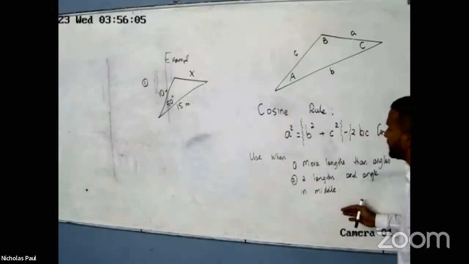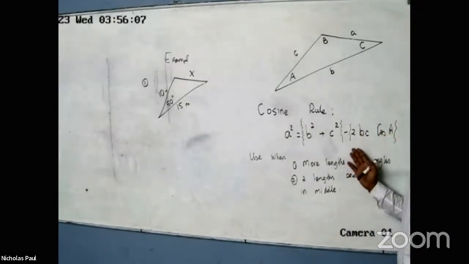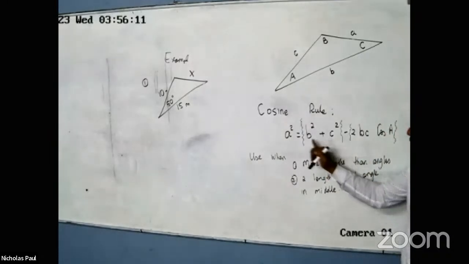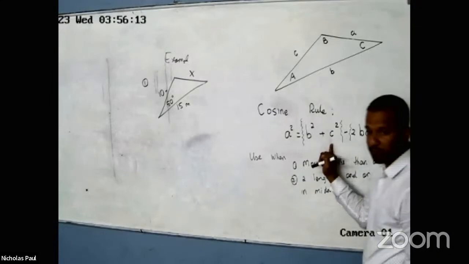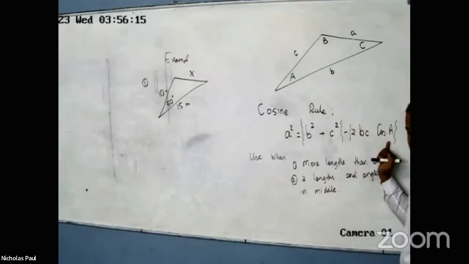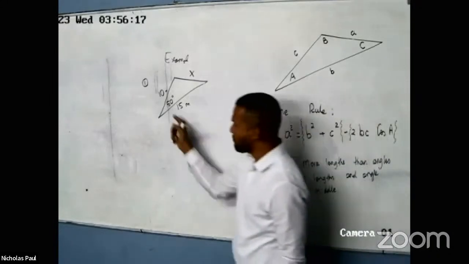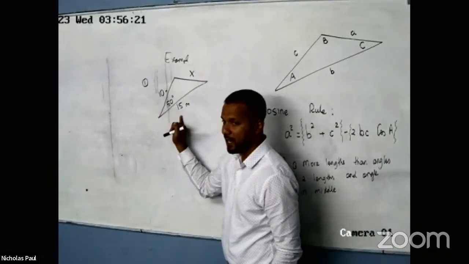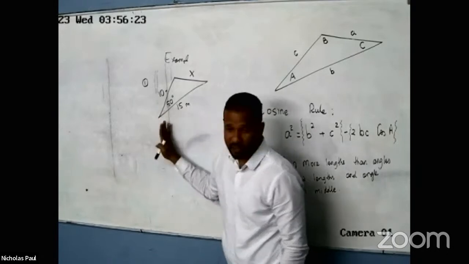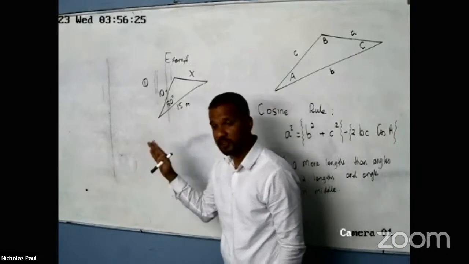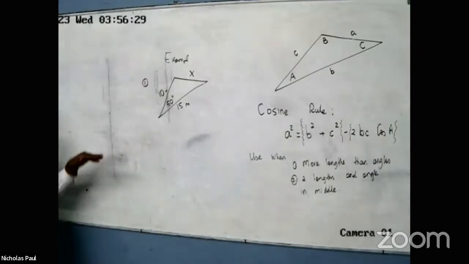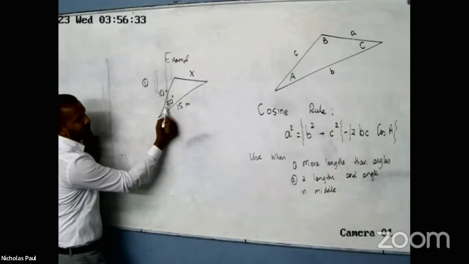All right, so watch it here. So we're going to use the cosine rule to find X, right? B and C are the lengths that make the angle A, right? You'll see B and C here. You have to understand this because of the next topic we move on to. All right, so you have 10, 15, and so on.